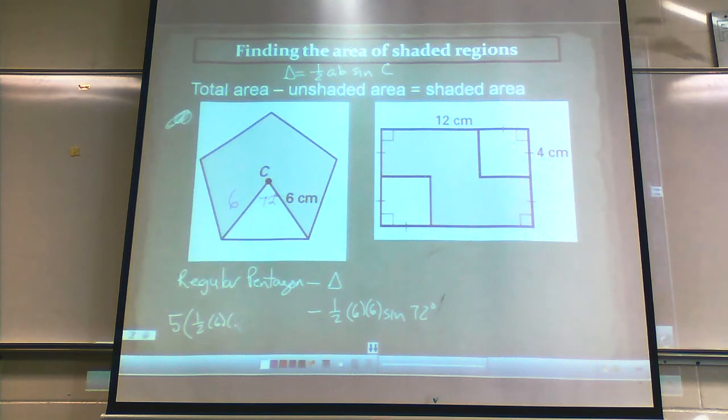Remember, this is the much quicker way. If you want to go back and do the 1/2 AB stuff, that's fine, it's just a little longer. Now, in these cases I do need some decimals, so I need someone to multiply all that stuff together. Just do each one: 1/2 times 6 times 6 times the sine of 72.